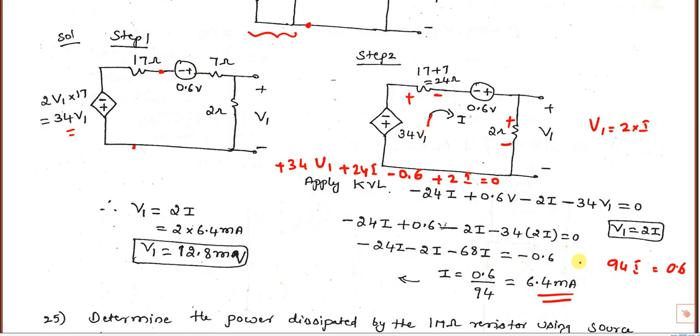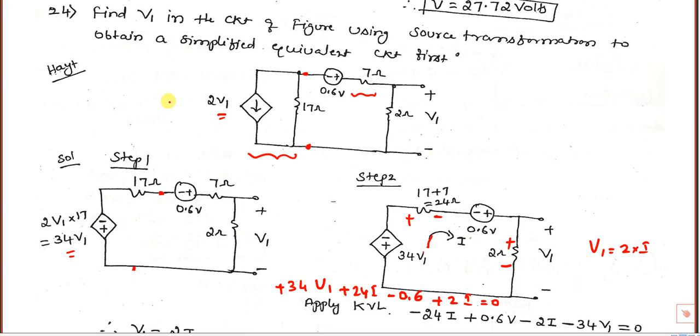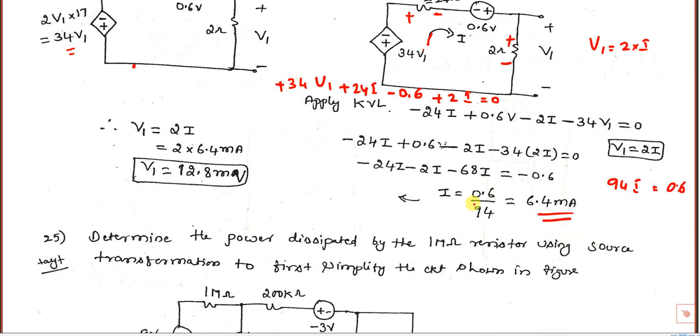They ask you to find current or voltage. Find V1. Where is V1? From the diagram, V1 is 2 times whatever current is flowing here. We got I as 6.4 milliamps, so V1 is 2 times I. It is 12.8 millivolts.